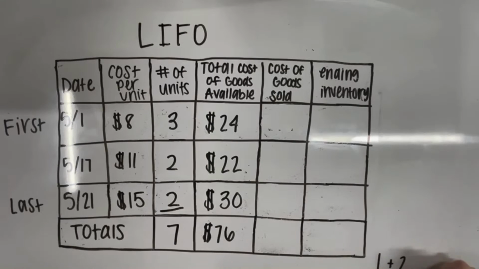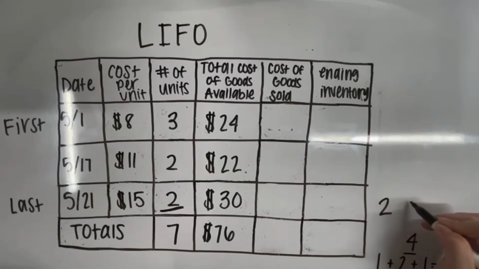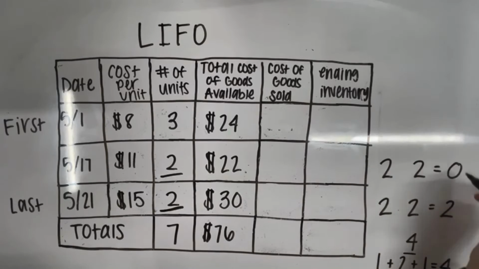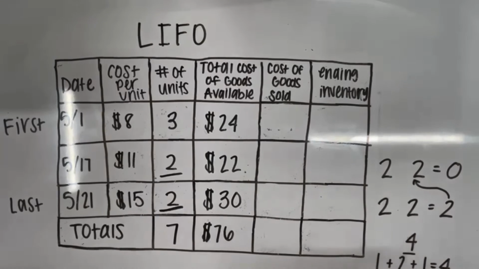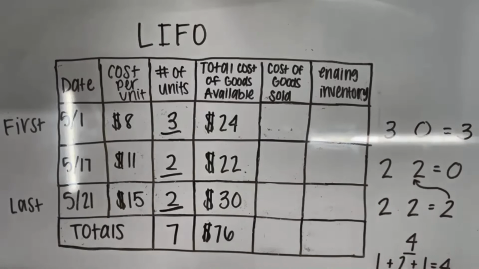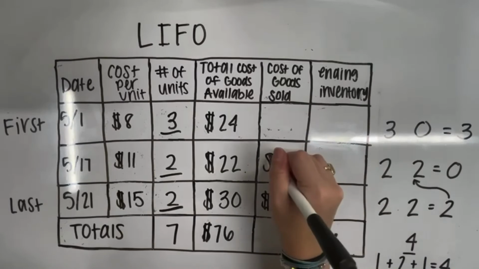This way is basically the opposite of FIFO. It assumes that the newest items in our inventory, the latest ones that we bought, are the items sold first. Again, we will work with a total of 1 white shirt, 2 blue, and 1 red, which is 4 total. And instead of working with the first dates, we will start with the latest dates. There are 2 units for May 21st, so we will take 2 out of the total 4. This leaves us with 2.